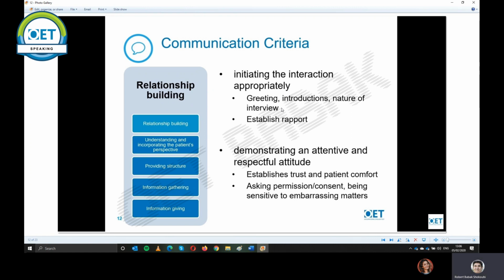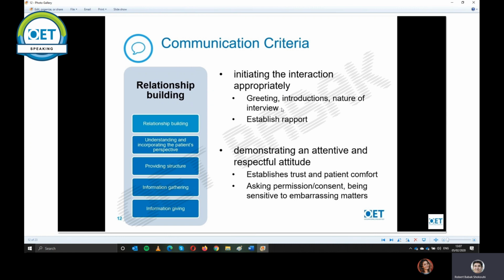I don't know. Rapport means it's a French word. It means connection and cooperation, or a cooperative relationship. So it means connecting to the patient and starting a cooperation together. Yeah. So basically, for these you will get marks.